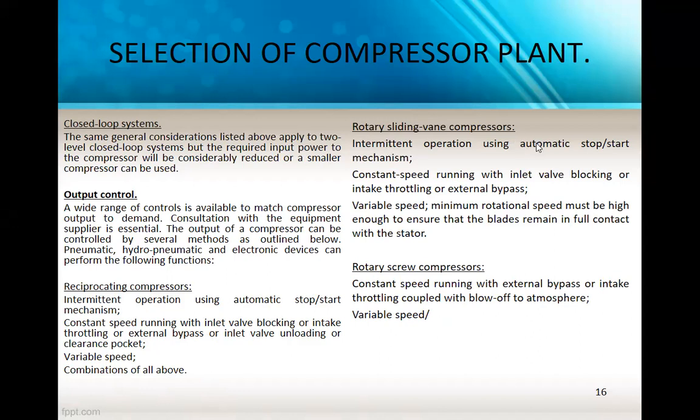So, rotary sliding vane compressor, meron na tayong intermediate operation using automatic start mechanism. Yan, meron din naman constant speed running with inlet valve blocking or intake throttling or external bypass. Then, variable speed, minimum rotational speed must be high enough to ensure that the blades remain in full contact with the stator. Next, sa rotary screw compressor, meron tayo constant speed running with external bypass or intake throttling coupled with blow off to atmosphere, and also variable speed.